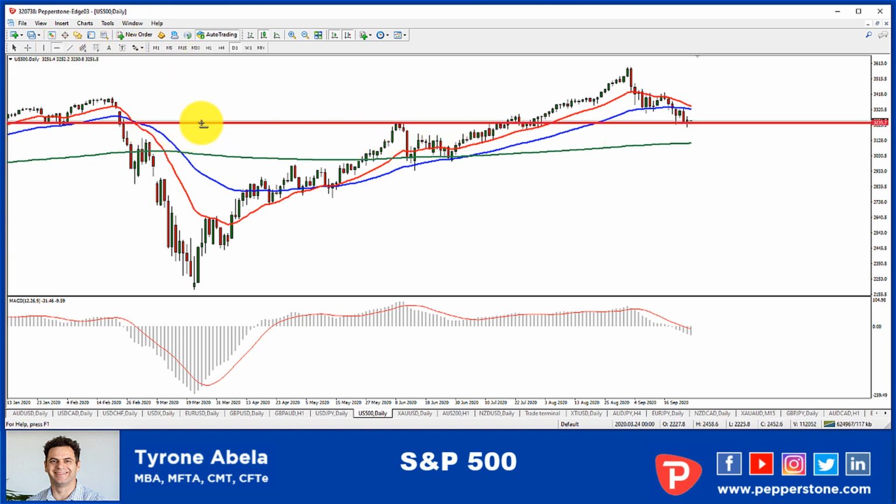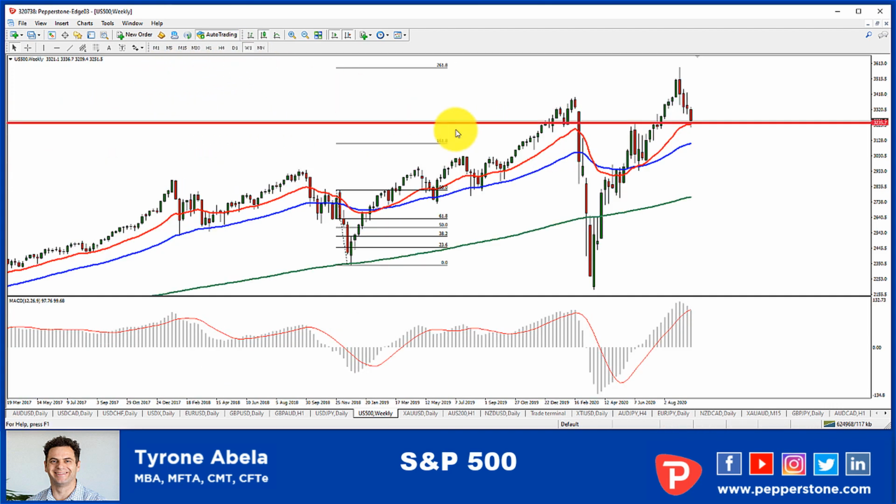I'll draw the horizontal line and show you what I mean. And you can see here, obviously, that it's right on this level here, had trouble breaking through there, it was support there. But even if you go to a weekly, you can see that it was a very, very strong level way back in April. Okay, so this is a very strong level for the 3230 area.